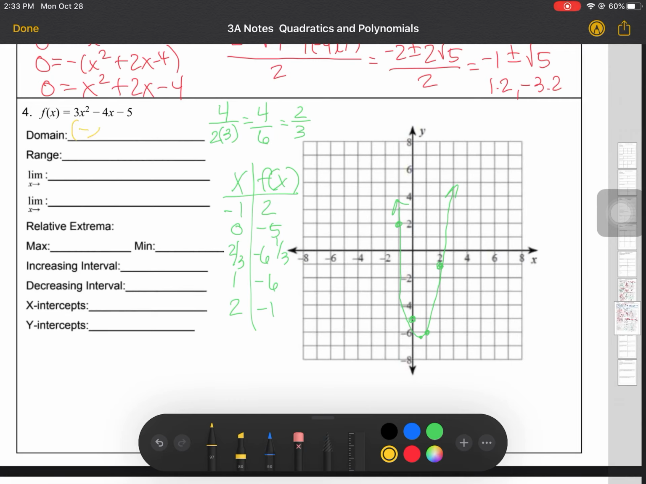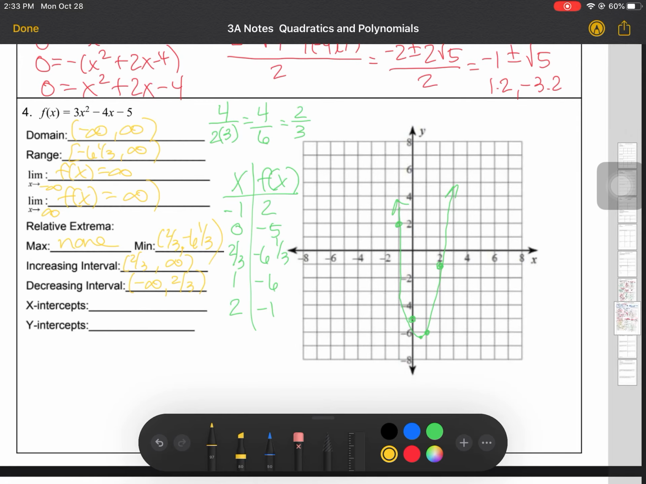When I go to do my domain, it's still -infinity to infinity. Range is bottom to top, so -6 and 1/3 to infinity. On the left side of my graph, it's going up, so it's going to be infinity. On the right side of my graph, it's also going up. This does not have a max, but it does have a min at this 2/3, comma, -6 and 1/3. It is increasing on the right side of my graph, so from 2/3, again your x values, to infinity, and it is decreasing on the left side, which means from -infinity to 2/3.